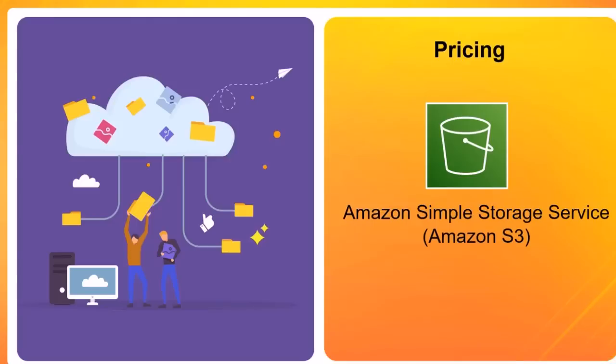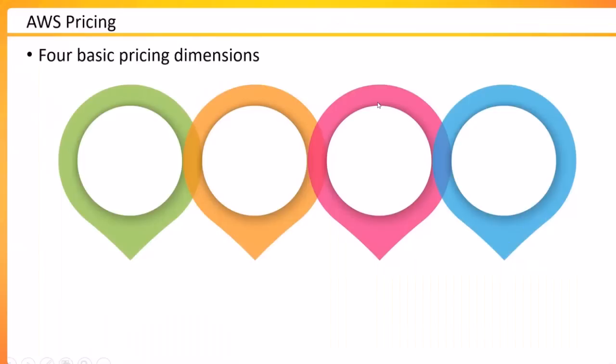Let's talk about pricing of Amazon S3. I'll talk about the very basic principles of pricing in AWS, and then we will relate those concepts to Amazon S3. If you talk about any service in AWS, common principles remain the same. So, four basic pricing dimensions. What are these four basic dimensions for almost every service?